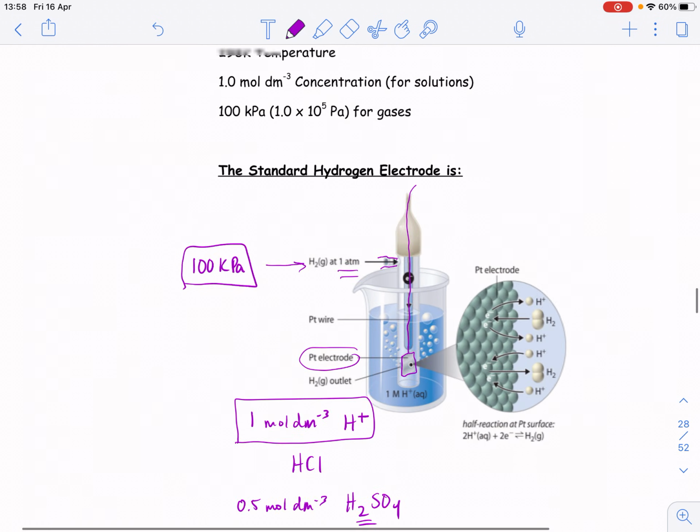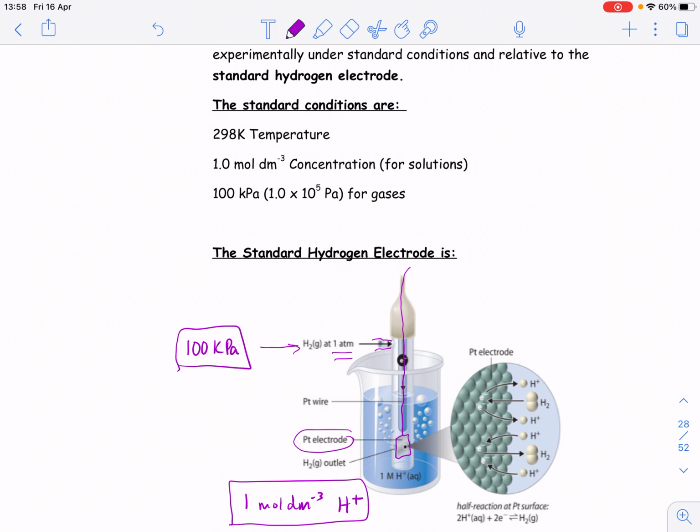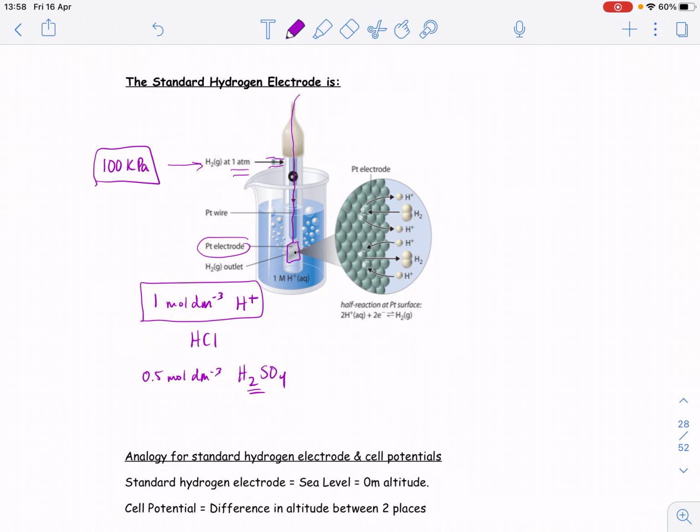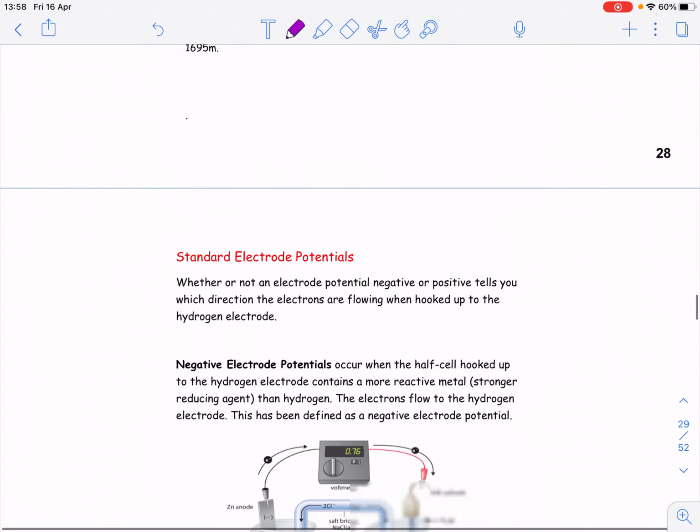So what's the standard hydrogen electrode? It has to be done at 298 Kelvin or 25 degrees Celsius. You have to have a concentration of 1 mole per dm cubed, and that for a standard hydrogen electrode is a solution of H plus ions or a solution of acid. And the pressure of the gas has to be at 100 kilopascals. So this is a standard hydrogen electrode, a solution of 1 molar acid, 1 molar H plus ions, a platinum electrode, the surface upon which the hydrogen reacts, and hydrogen gas being pumped in at 100 kilopascals. And that acts as the standard.